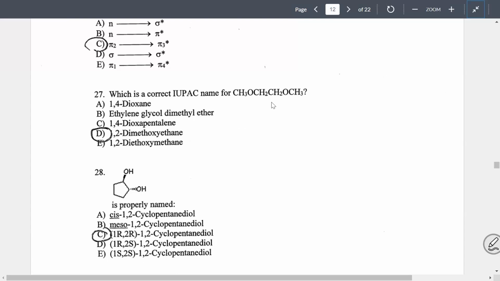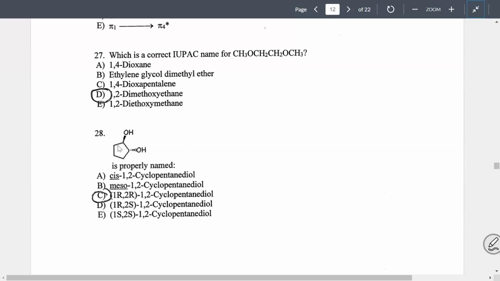IUPAC for ethers. This one was pretty simple. There was symmetry, so questions on that one? Pretty simple. We got it. Okay, now this one is very similar. You had to do R and S, because remember, IUPAC is very specific. If you see any double bonds, you have to say if it's E or Z. If you have any chiral centers, you have to specify the configuration.